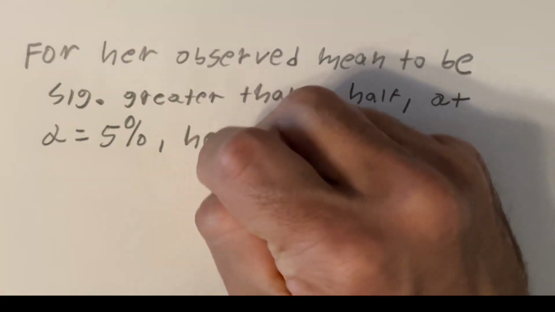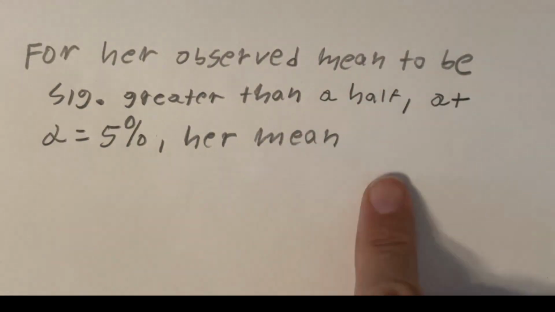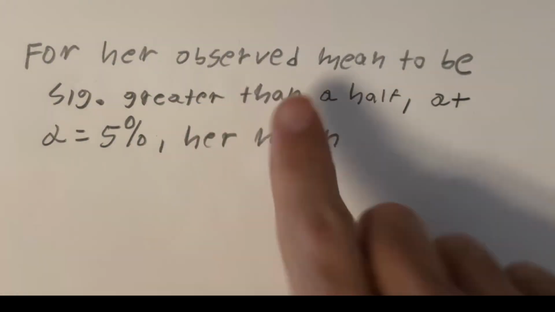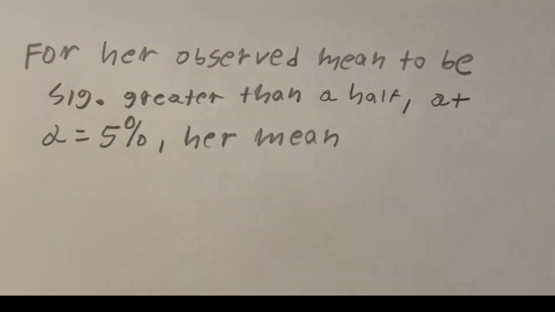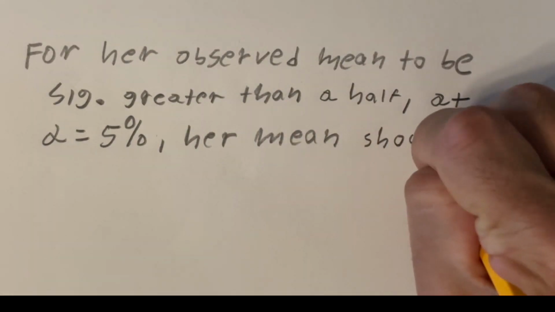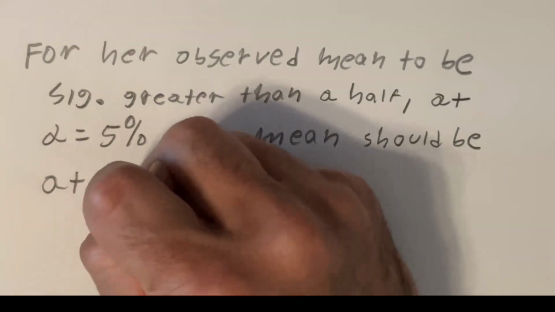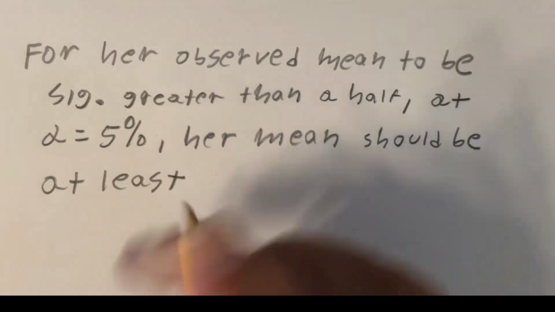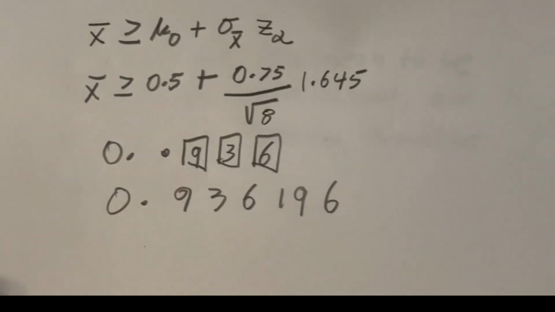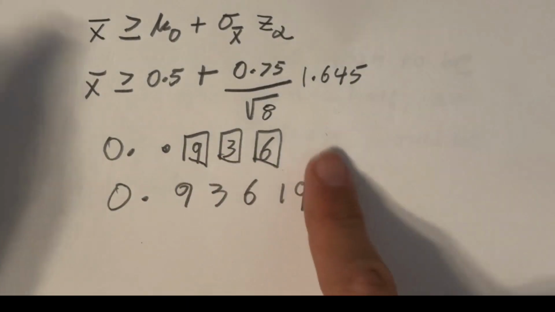Her mean, and this is a sample mean, but it's kind of obvious, observed sample. Her mean should be at least, and what did we get? We got 0.936.